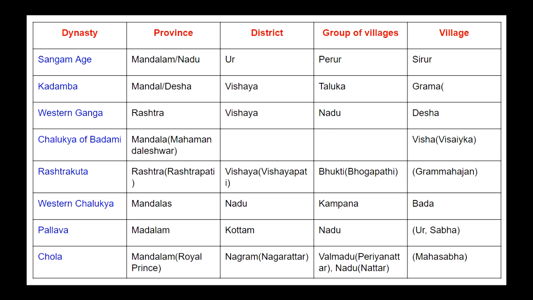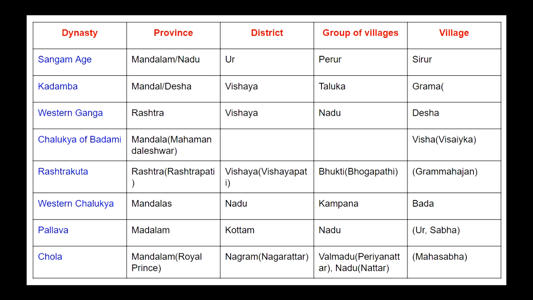Then Kadamba dynasty. At the time of the Kadamba dynasty, province was known as Mandal or Desa, district Visay, group of villages Taluka, then Gram. Western Ganga dynasty, province was known as Rashtra, district was Visay, group of villages Nadu, village Desa. Chalukya of Badami. We found two territorial divisions in the time of the Chalukya of Badami dynasty.